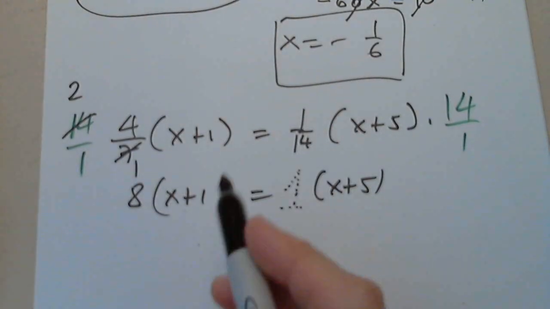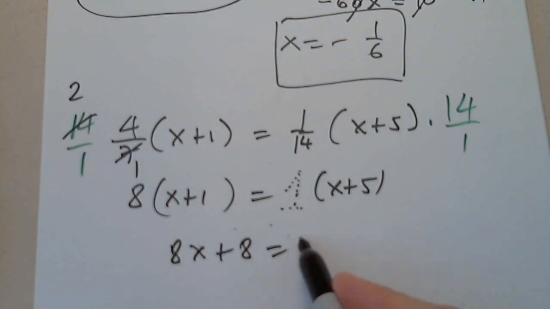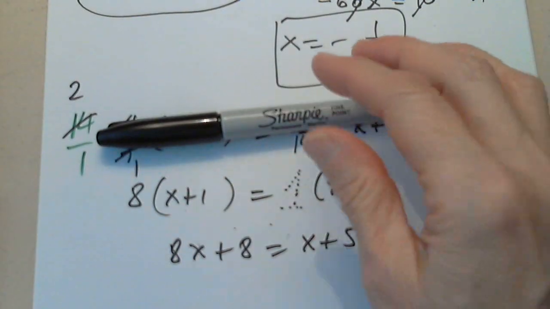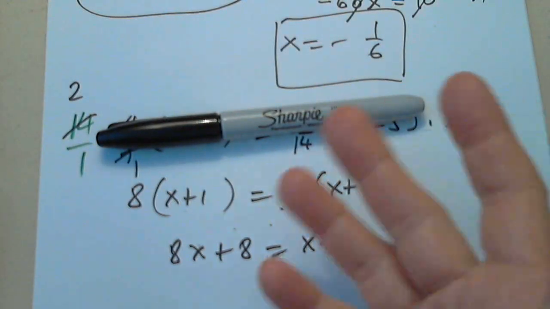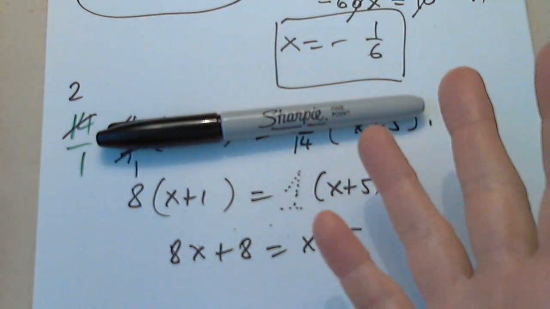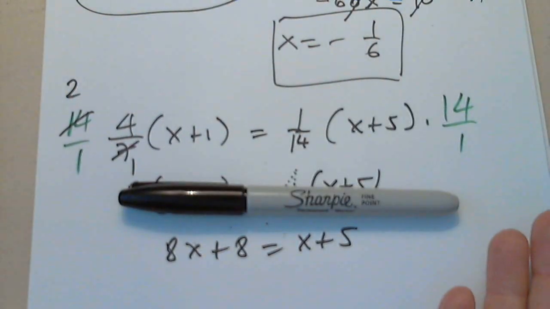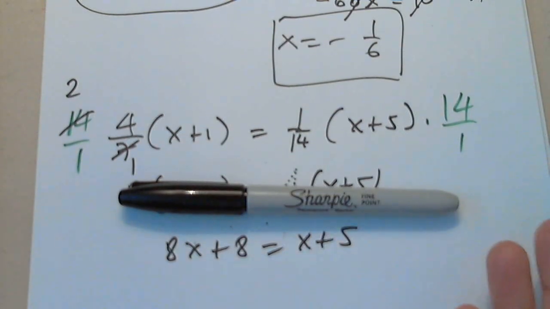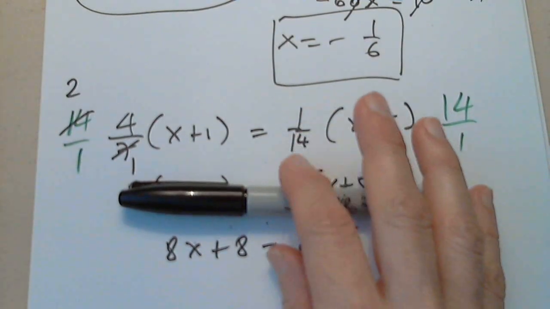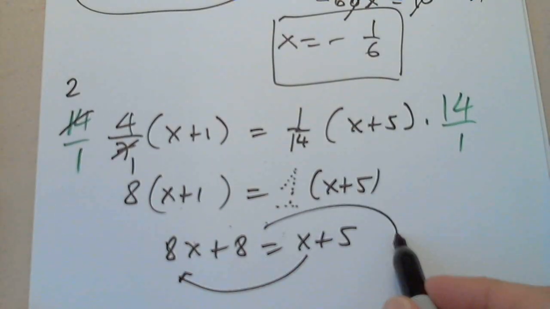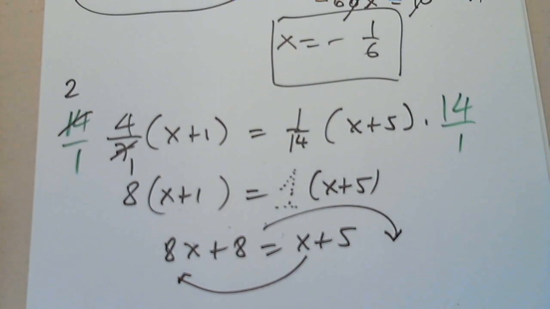Now I have to distribute. I have 8x plus 8 equals x plus 5. So look at this equation. It looks difficult. It looks cumbersome. Once I multiply both sides by 14, it became nothing. It really turned into nothing. I move x to this side. I move 8 to the other side. What do I get at the next step?